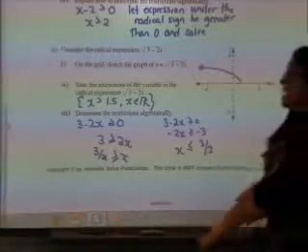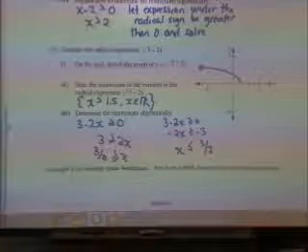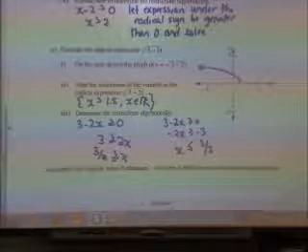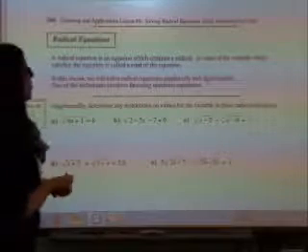So these are all examples of radical equations, radical expressions, because they contain a radical symbol. The value of the variable that satisfies the equation is called the root of the equation. And we're going to look at solving radical equations both algebraically and graphically.